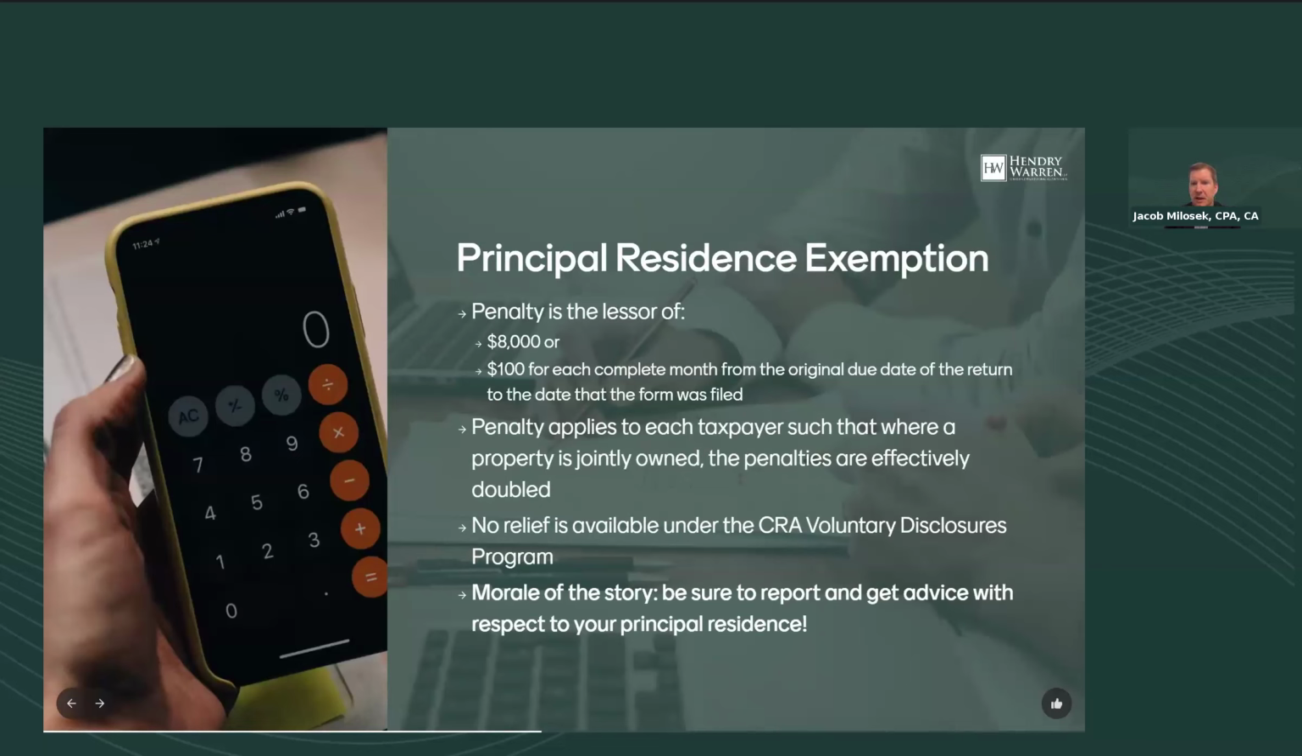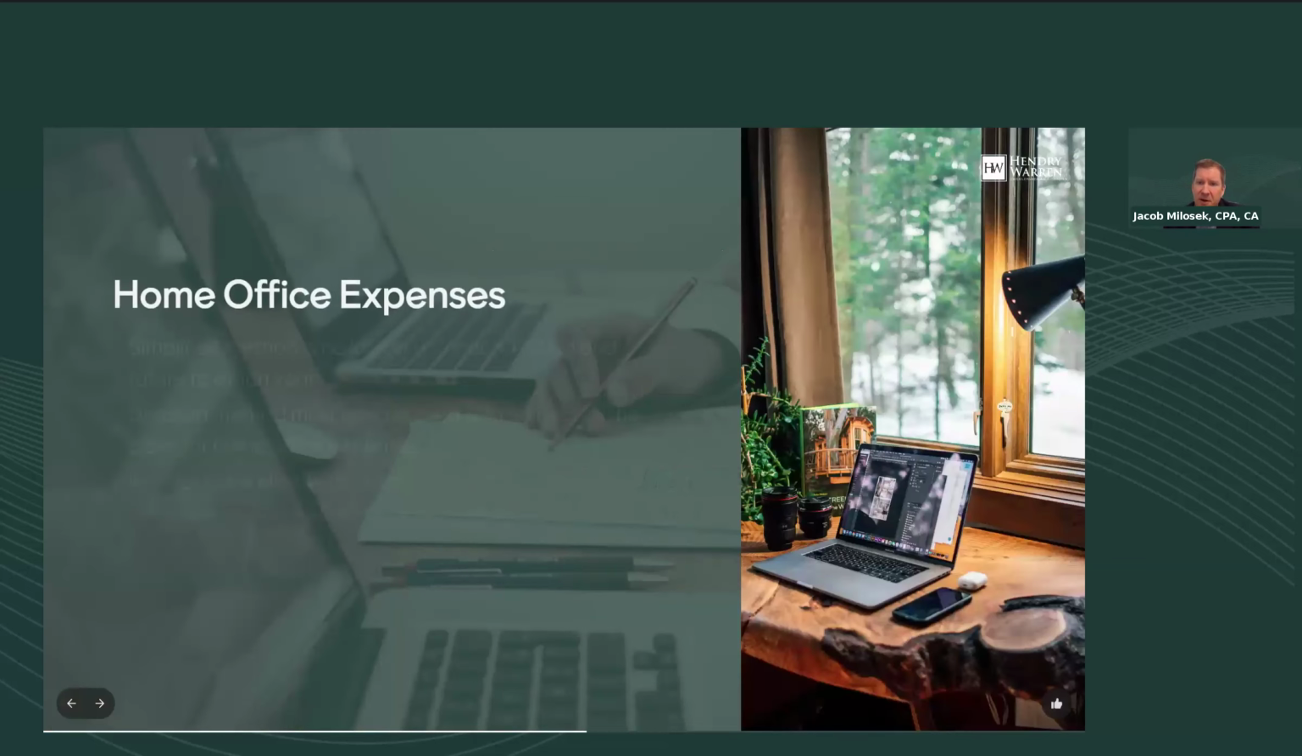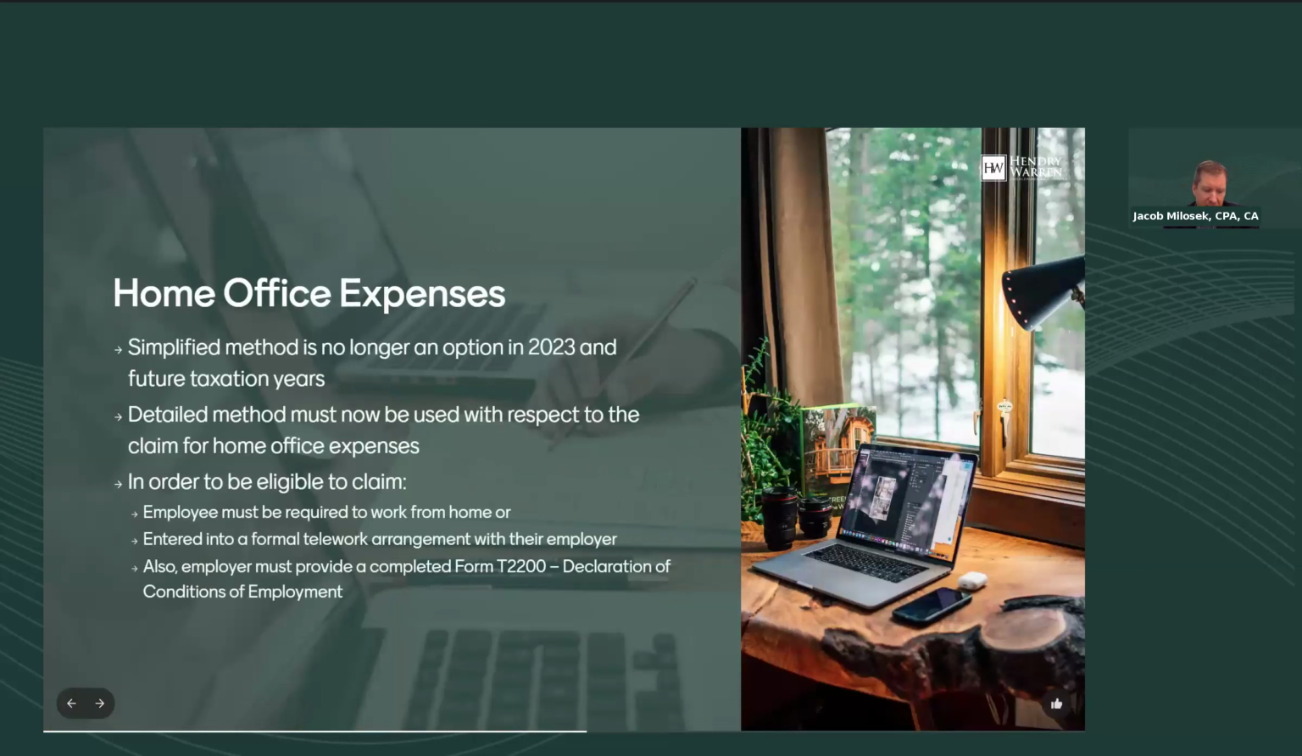What's interesting is CRA does have a voluntary disclosures program. Usually if something's late and maybe subject to penalty, you can come forward and say, oops, my bad, please accept this late and please waive any penalties associated with that. Unfortunately, the T2091 isn't available under the voluntary disclosure program. The moral of the story here is that what seems like a very simple thing has a lot more nuance to it. So make sure you're reporting the sale of your principal residence and make sure you're getting advice, because it can have fairly big implications.